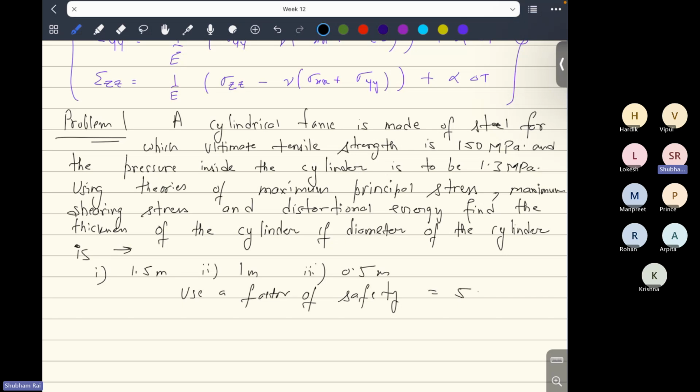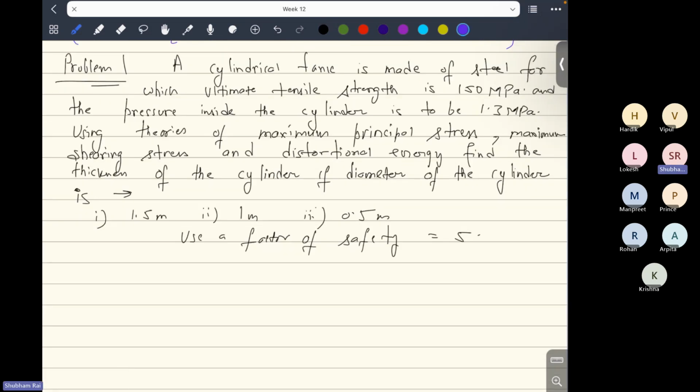Okay, so let me give you a solution. What will be the hoop stress in this cylinder? The formula is PD by 2T. If you remember, for thin cylinders, the formula for hoop stress is PD by 2T, where 1.3 megapascal is the pressure, and the diameter we do not know. I mean, we know, but we will insert it later. So PD by 2T, right?